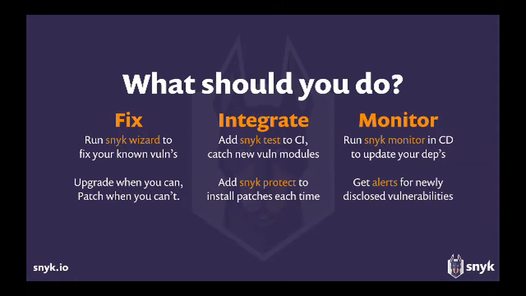So here's my ask of you, or my suggestion to you. First of all, know about this problem, worry about this problem. It's a real problem, it's a real risk we have. Use Snyk Wizard to fix your current vulnerabilities. Add snyk test to your CI process, to your build process, to your test process, to make sure that you're not adding vulnerabilities or adding modules that have vulnerabilities to your system. And make sure that if you've patched anything, you run snyk protect every time that happens.